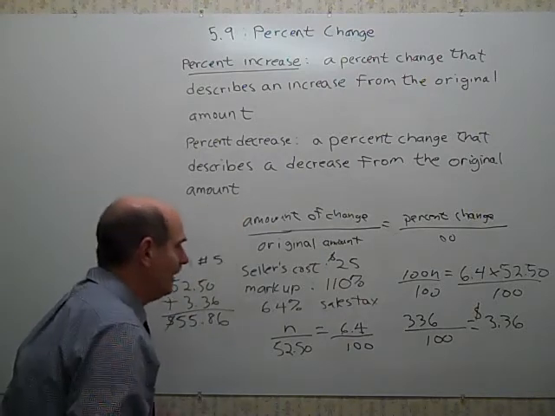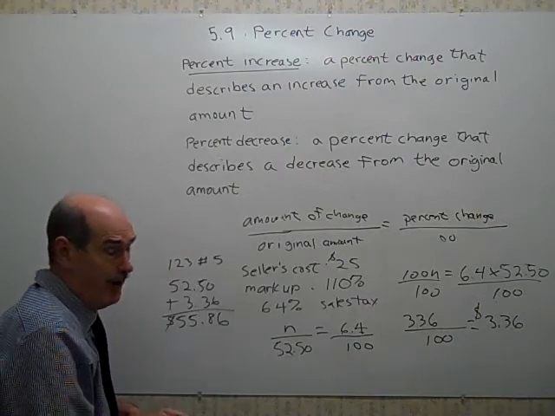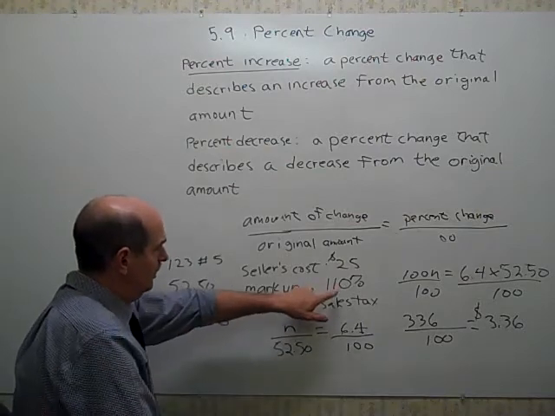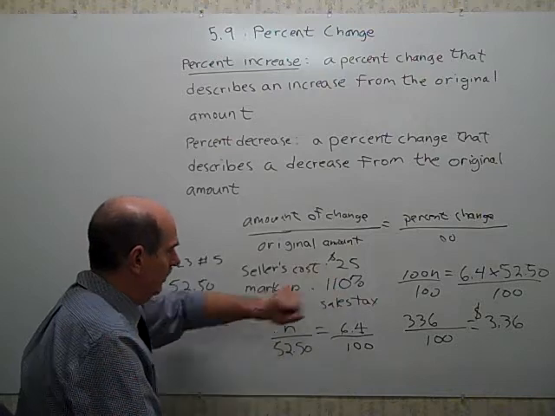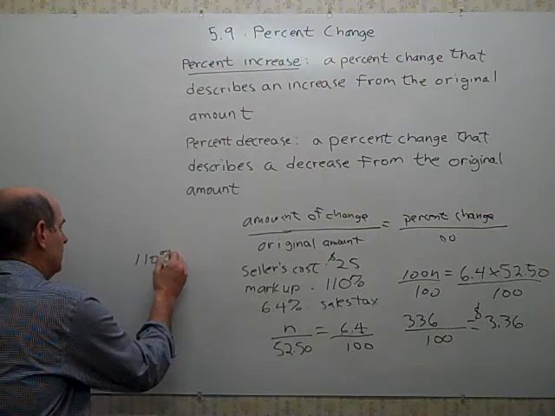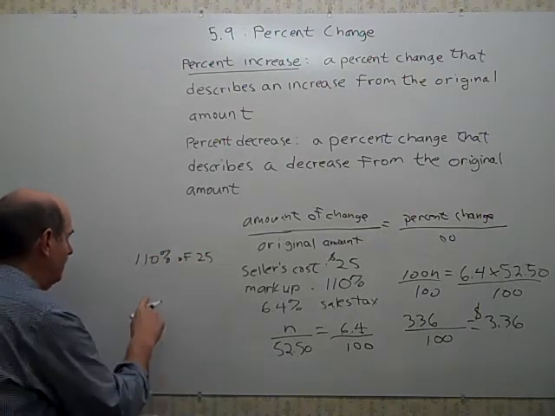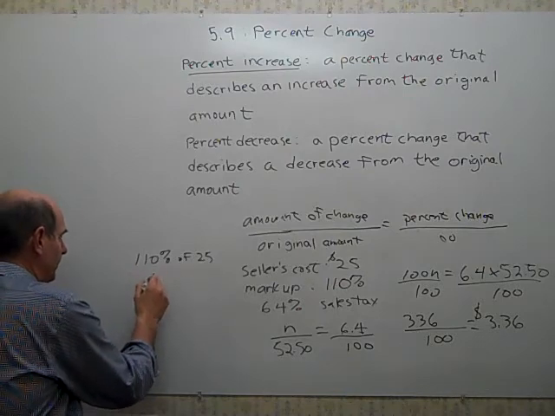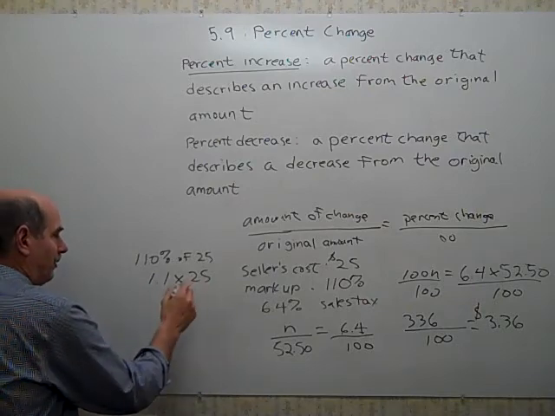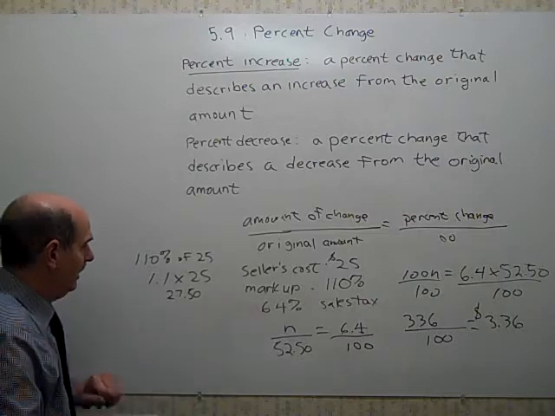Now, I mentioned earlier in the video that you might have thought, well, isn't there another way that would perhaps be simpler? And you might think it is. You could do 110% of 25. Of means times, this is using the equation method. 110% is 1.1. And if you do 1.1 times 25, you get 27.50, which would be the amount of the markup.